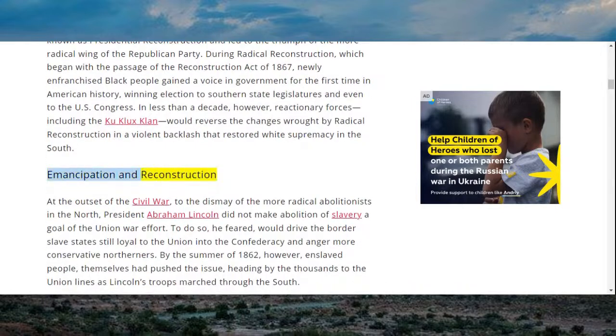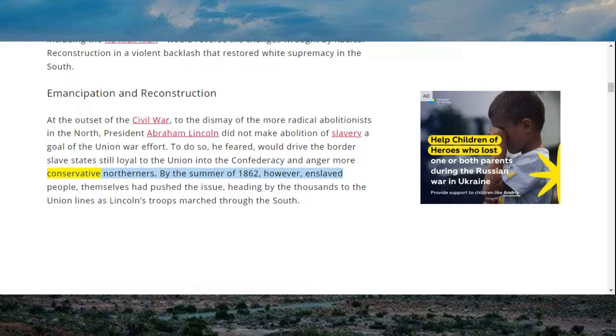Emancipation and Reconstruction. At the outset of the Civil War, to the dismay of the more radical abolitionists in the North, President Abraham Lincoln did not make abolition of slavery a goal of the Union war effort. To do so, he feared, would drive the border slave states still loyal to the Union into the Confederacy and anger more conservative Northerners. By the summer of 1862, however, enslaved people themselves had pushed the issue, heading by the thousands to the Union lines as Lincoln's troops marched through the South.